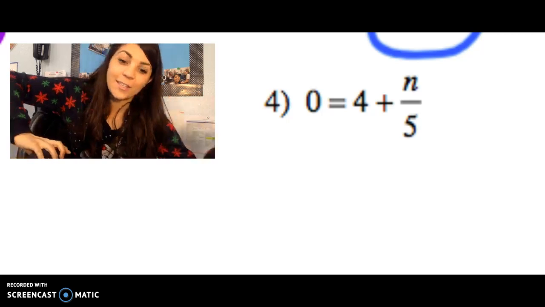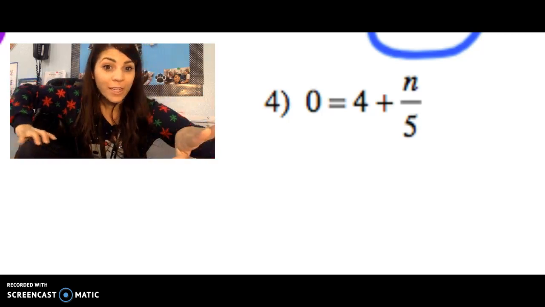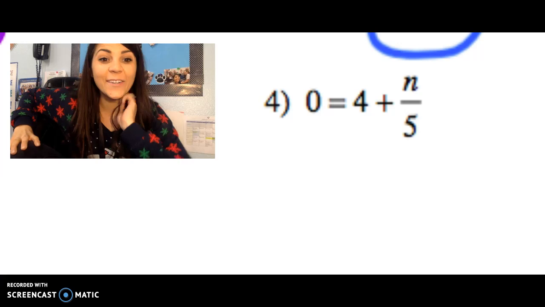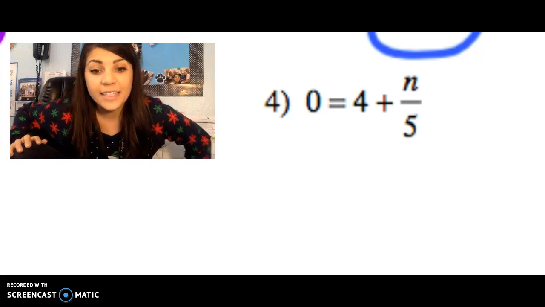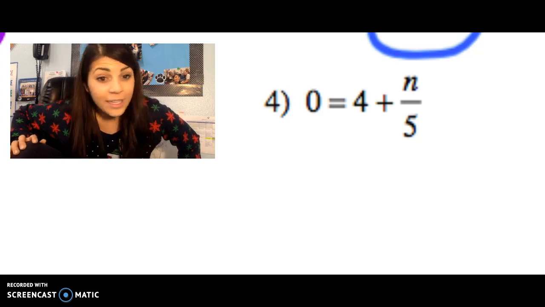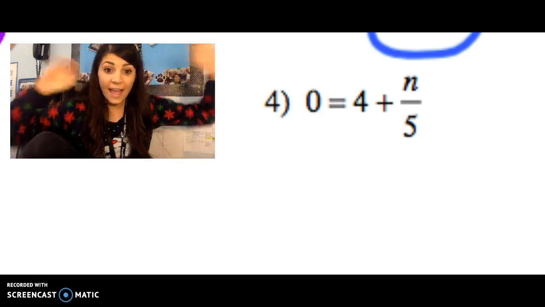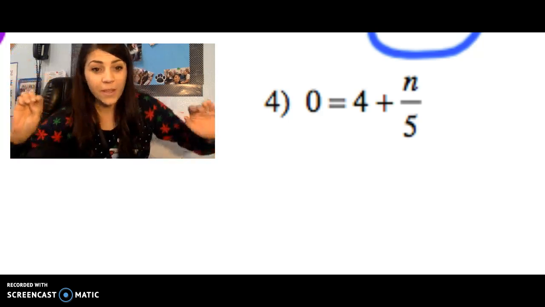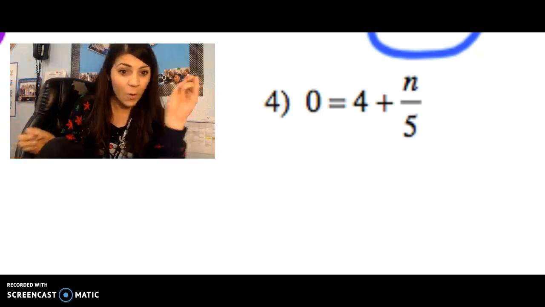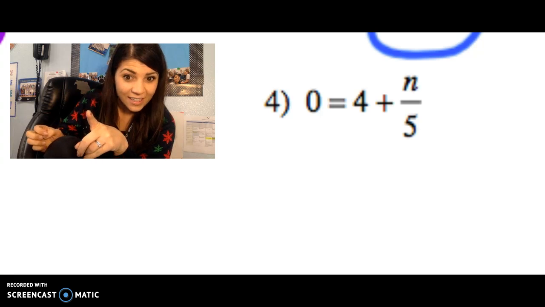I'm so sorry it's taking so many videos to get through this, but we're going to get through this together. Don't worry. What we're going to work on is number 4 from your worksheet. It says 0 equals 4 plus n over 5. Again, do not panic. It's going to be okay because we know we have to do what first?